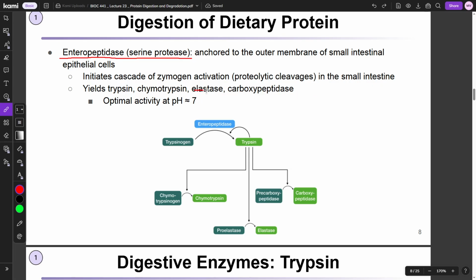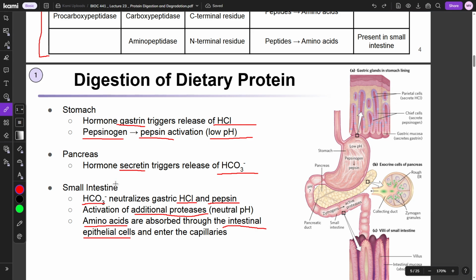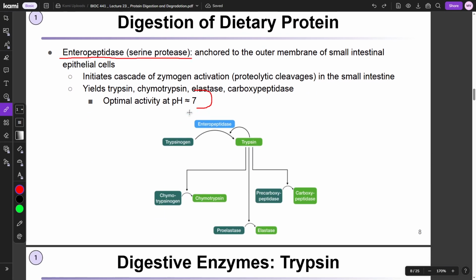and these all occur at pH 7, which is why the release of bicarb is really important in this whole process in the small intestine. So if we go down here, we see that this enteropeptidase is in the intestinal cell walls, or the cell membranes, not walls. Mammals don't have cell walls.